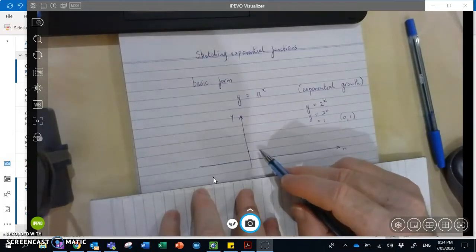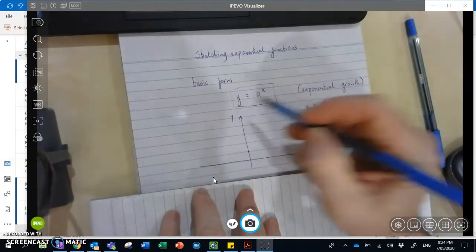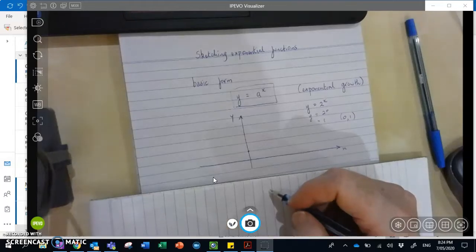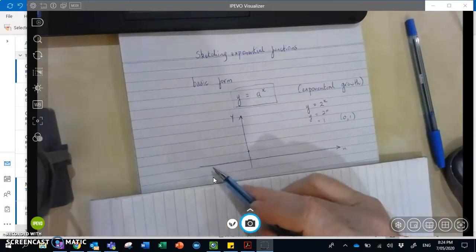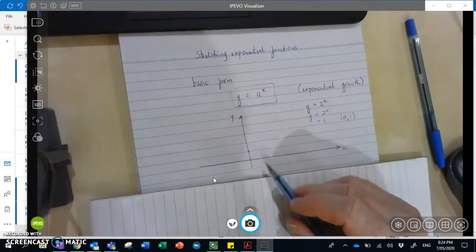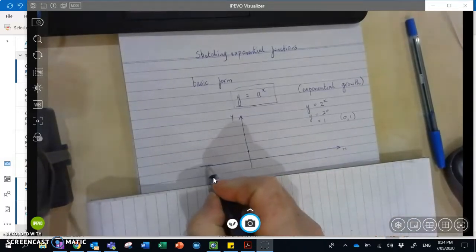Importantly for exponential graphs, and typical of an exponential graph in the most basic form such as this, not only do we need those 2 points, but we need to locate something called the asymptote. Now the asymptote is a horizontal line which the graph will approach but never cross. And our asymptote here is located along the x-axis, and that's standard.